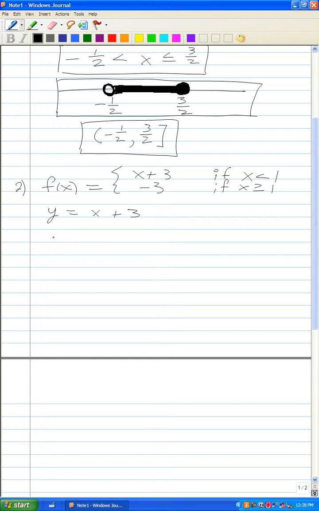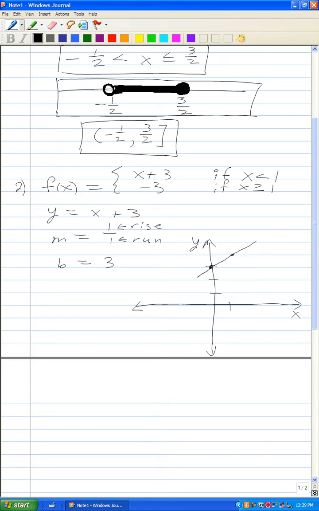In this case, the slope is 1. So I have a rise of 1 and a run of 1. And the y-intercept is 3. So let's try to graph this. So the y-intercept is 3. And we have a rise of 1 and a run of 1. So you start here at 3, you go over 1, up 1, etc.